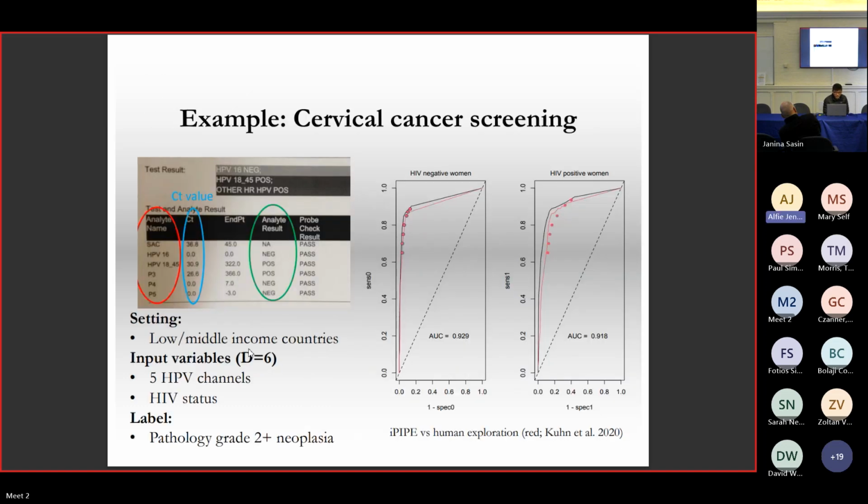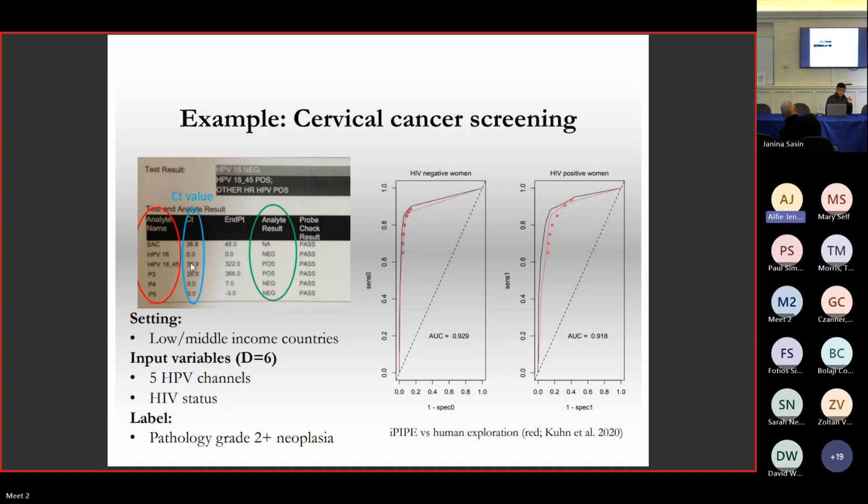The second example is the cervical cancer screening example I mentioned in the earlier slide. The idea is that in this study, each patient will come to one of two clinics. We get a biopsy, so we know at the gold standard whether they actually have cervical cancer, and to be more specific, it's grade 2 or above neoplasia. And then we also have the blood assay. This is the screenshot of what they'll get.